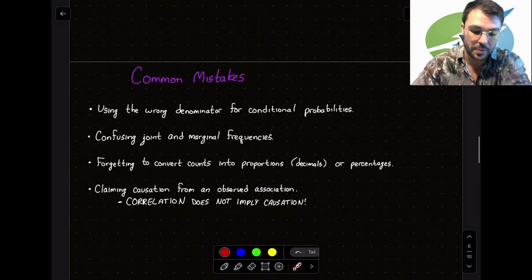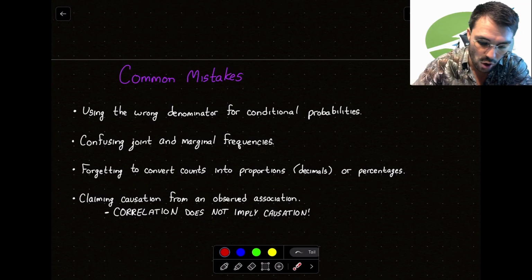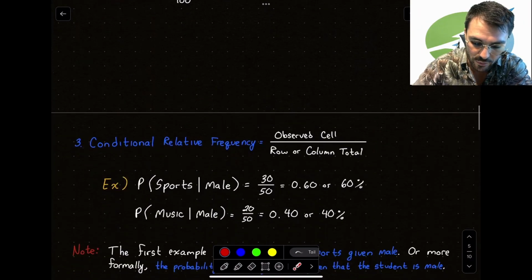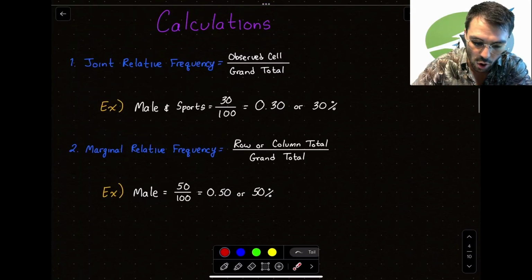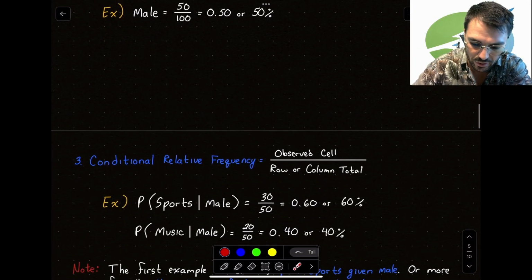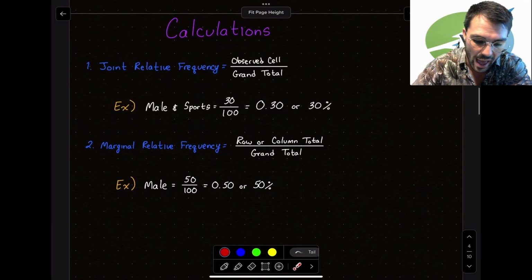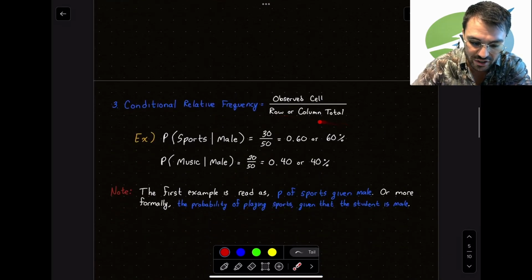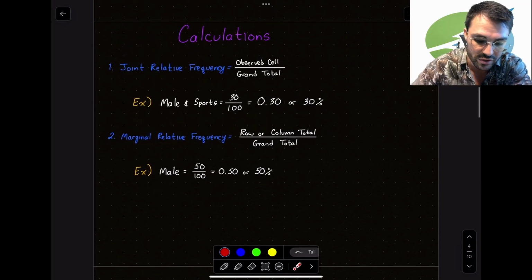All right, some common mistakes. Using the wrong denominator for conditional probabilities. Be careful that we're using the correct thing for what we're doing. If you notice, in all of the examples the denominator is always the total. And something that might help you remember is the only one that is just the row or column total is the conditional relative frequency. Again, whatever the given is, that's the row or column total we're looking for. For joint relative frequency and marginal relative frequency, the denominator is always the grand total.